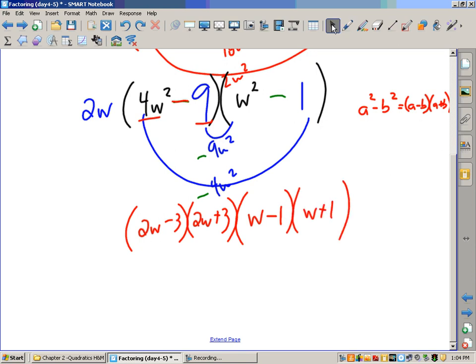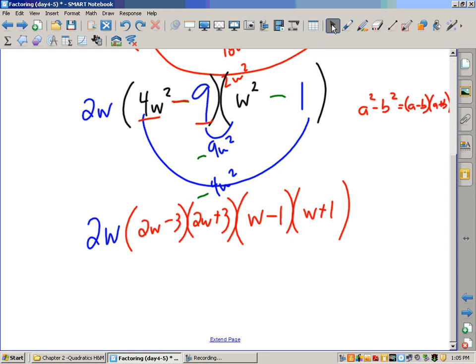And don't forget to factor the thing out in front. What's the thing? The greatest common factor, the GCF, 2W. And finally, now I'm all done. No, I'm not. Why aren't I done? That can't factor any further.